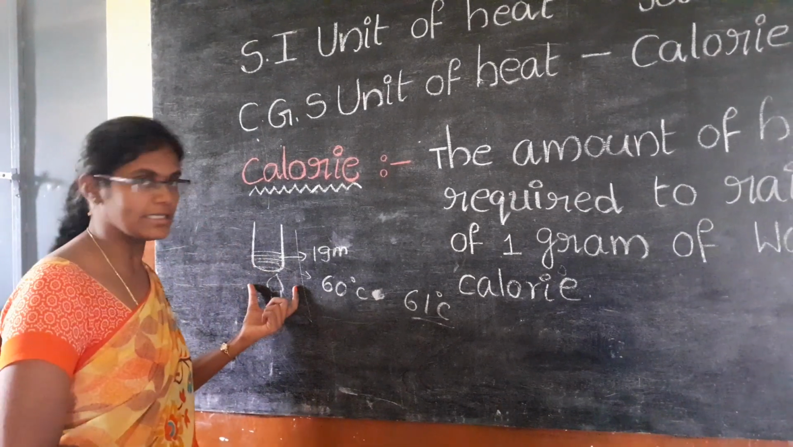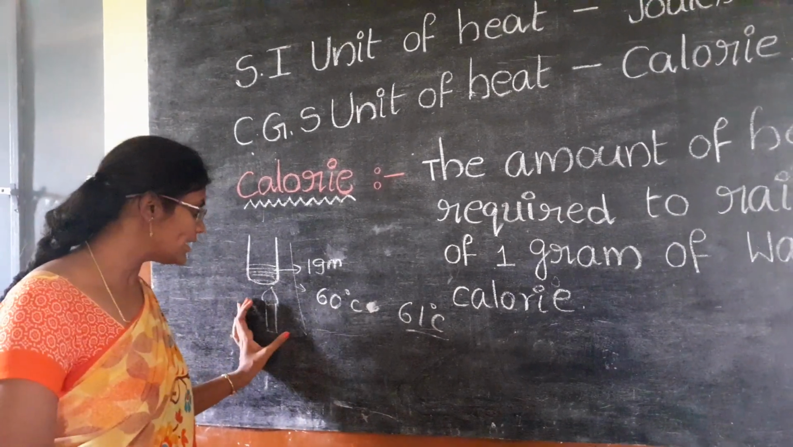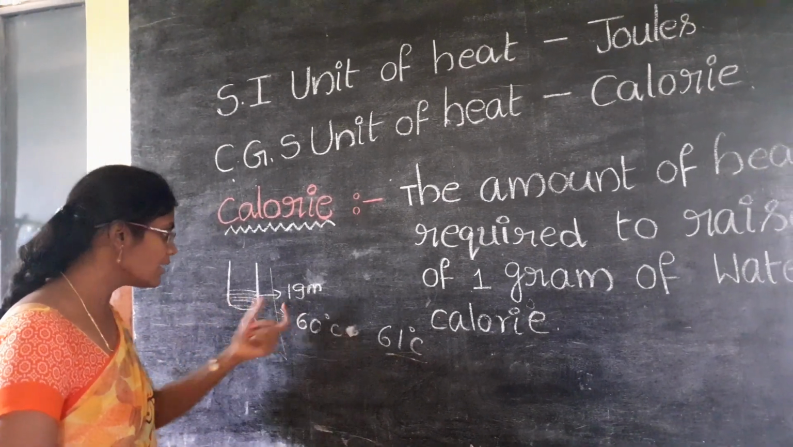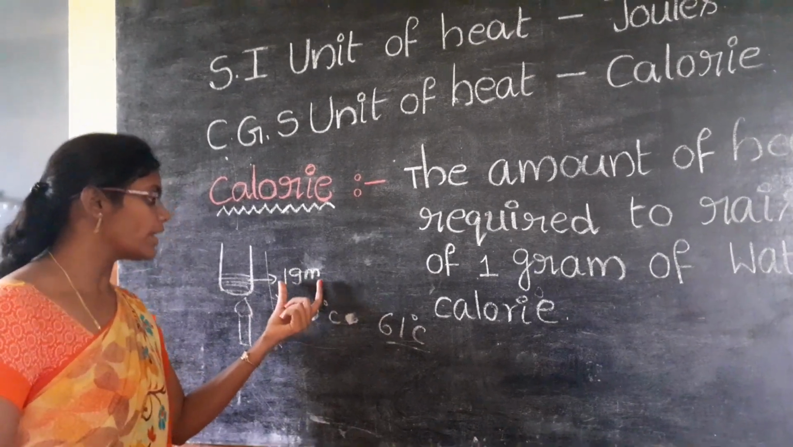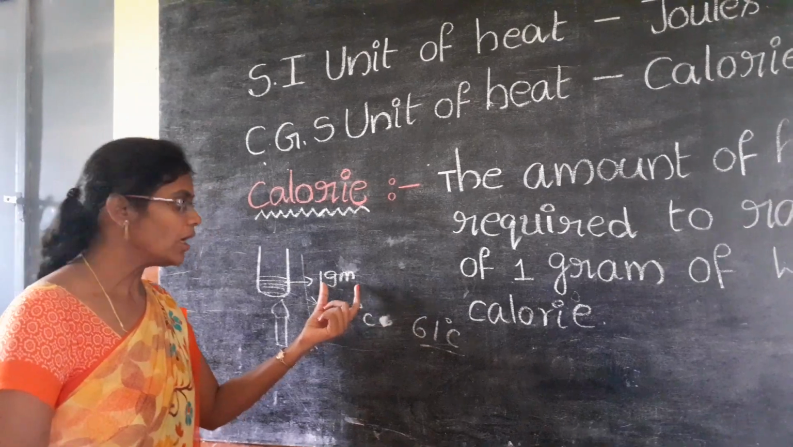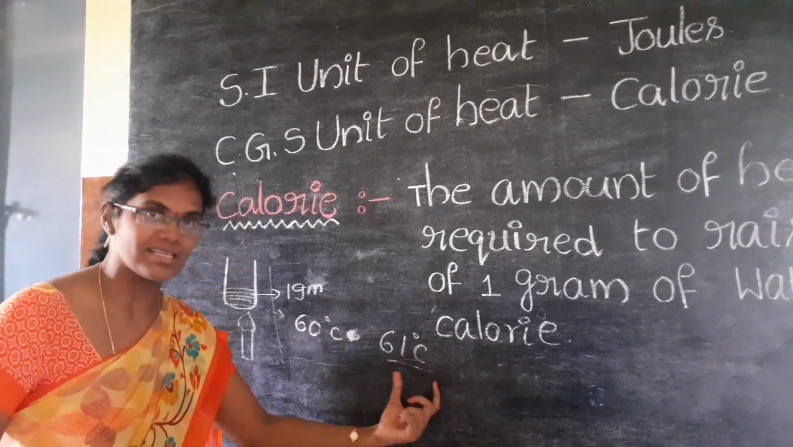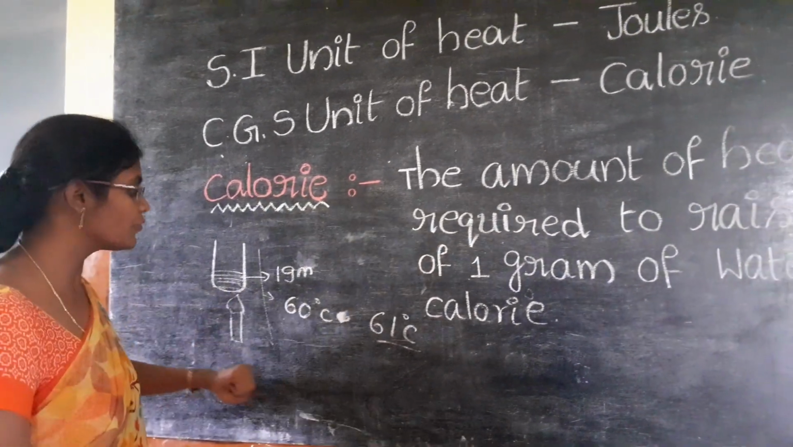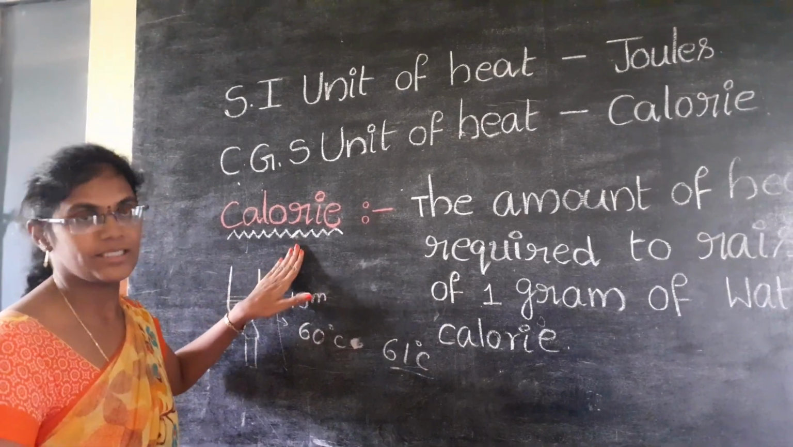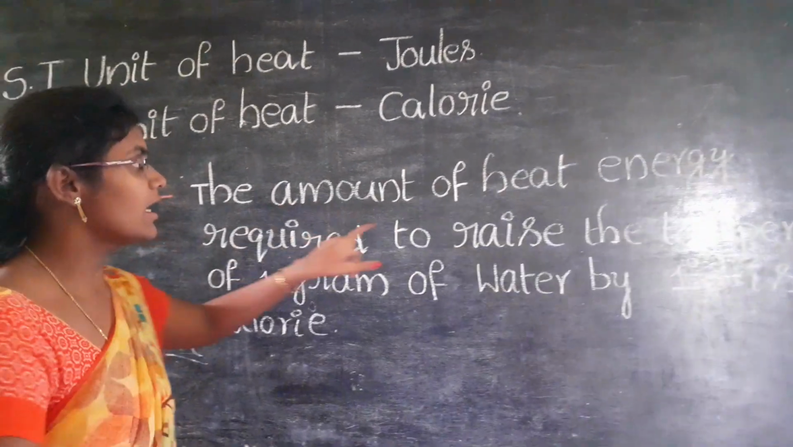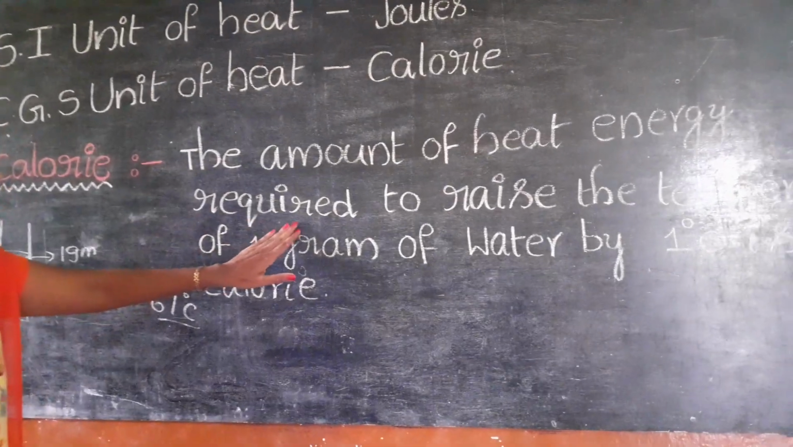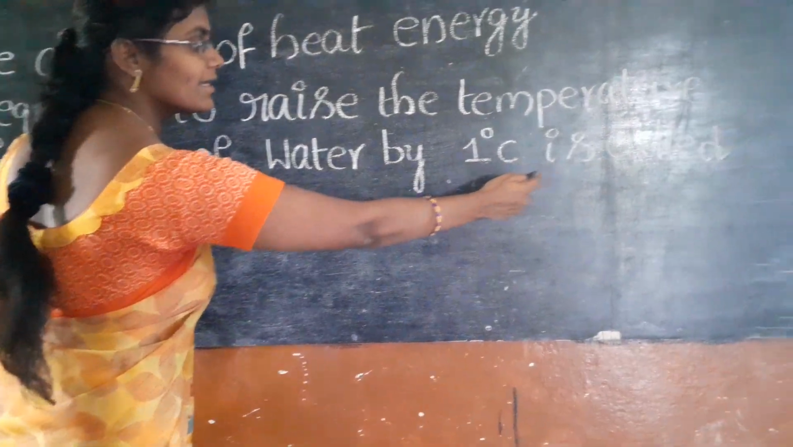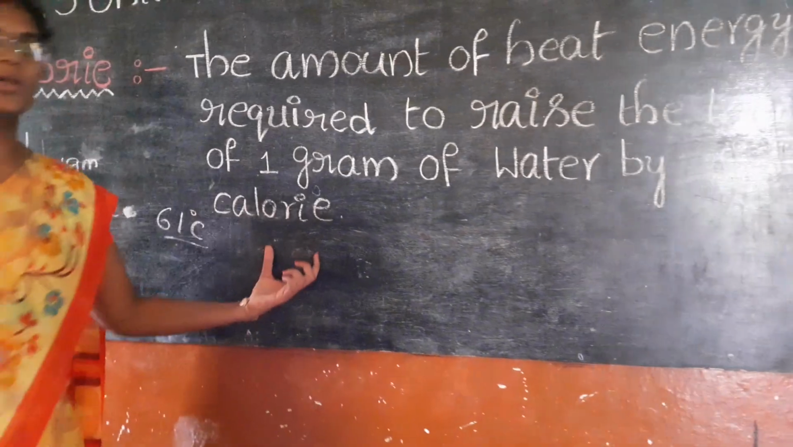Here we are supplying the heat energy. How much heat energy are we supplying? That is nothing but a calorie. What are we doing here? Here we are giving heat to 1 gram of water. We are raising the temperature of 1 gram of water by 1 degree Celsius. The value of the heat energy used here is nothing but a calorie. Okay, that is the statement here. The amount of heat energy required to raise the temperature of 1 gram of water by 1 degree Celsius is called a calorie.